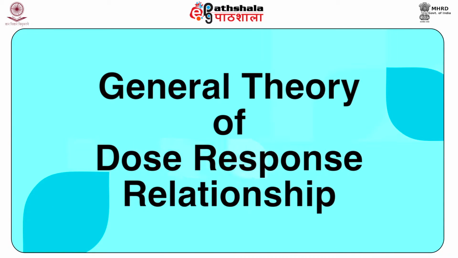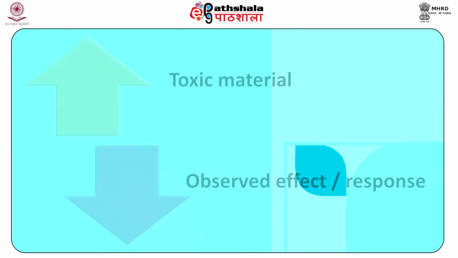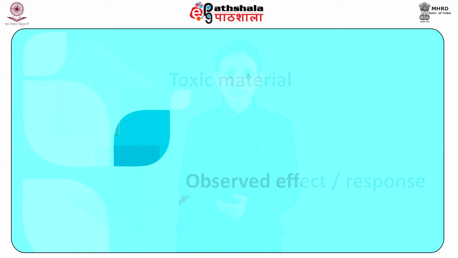Next is the general theory of dose-response relationship. Numerous assumptions must be considered before dose-response relationships can be used applicably. The first is that the response is due to the chemical administered. To define the relationship between a toxic material and an observed effect or response, one must recognize with practical certainty that the relationship is actually a causal one.